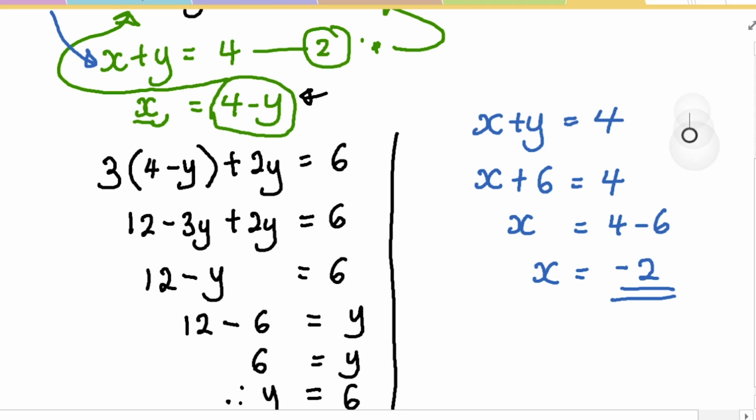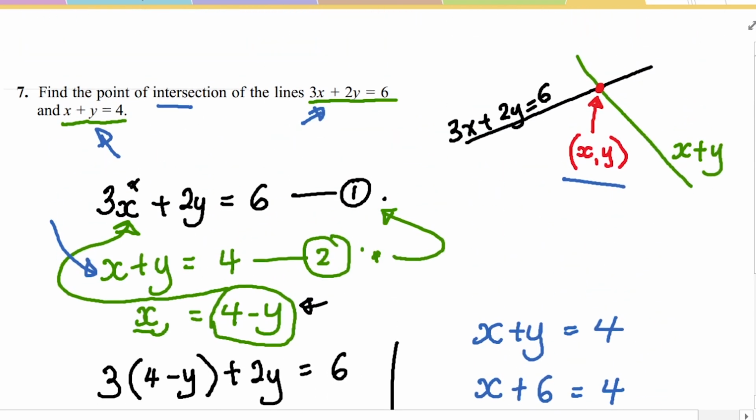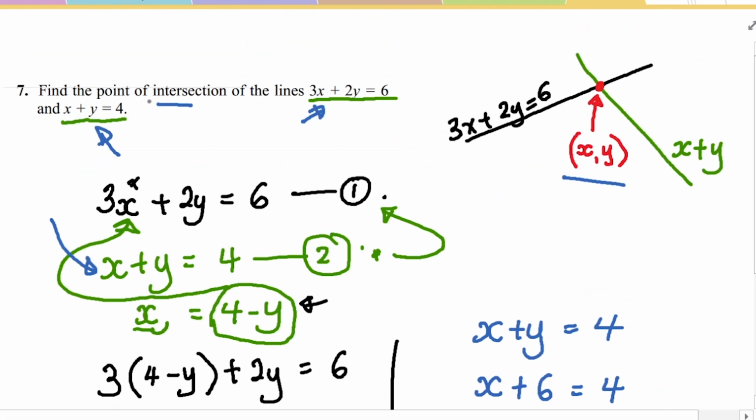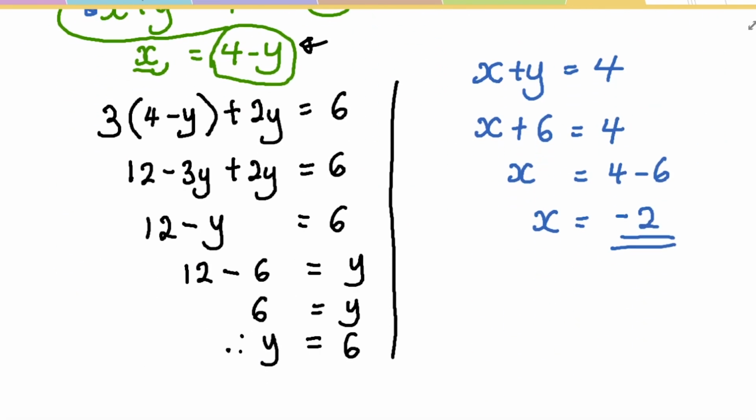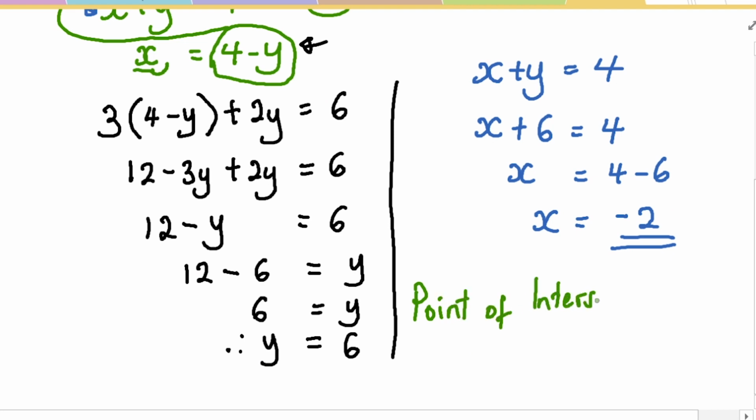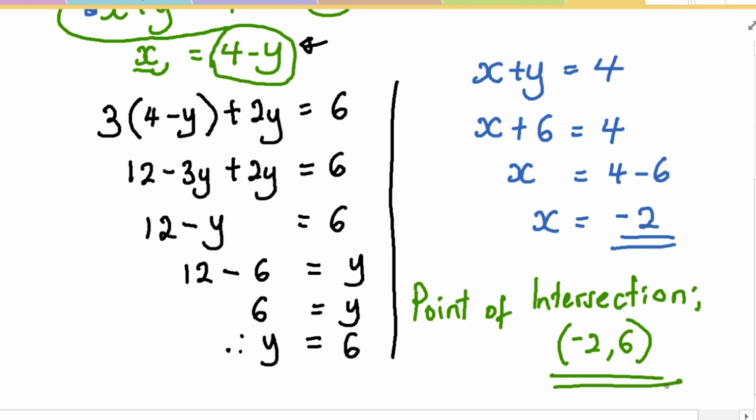So this simply means that to answer the question, which says find the point of intersection of these two lines, you can conclude and say the point of intersection of those two lines is x, which is -2, comma y, which is 6. So it's (-2, 6). That's where the two lines intersect. That's where the two lines agree.